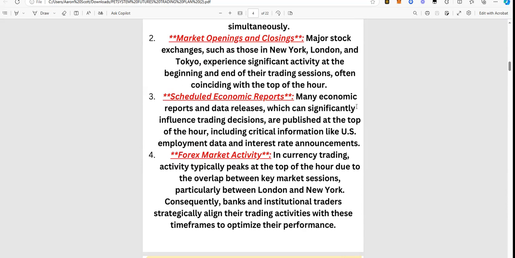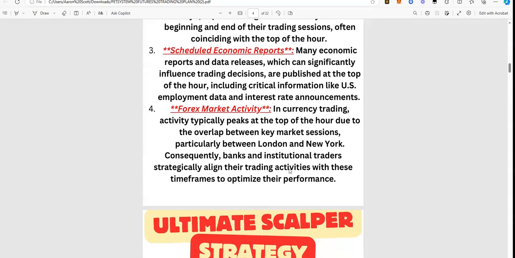Scheduled economic reports. Many economic reports and data releases, which can significantly influence trading decisions, are published at the top of the hour, including critical information like United States employment data and interest rate announcements. And the last one is Forex market activity. Current trading activity typically peaks at the top of the hour due to the overlapping between market sessions, particularly between London, New York, and others. Consequently, banks and institutional traders strategically align their trading activities with these time frames to optimize their performance.